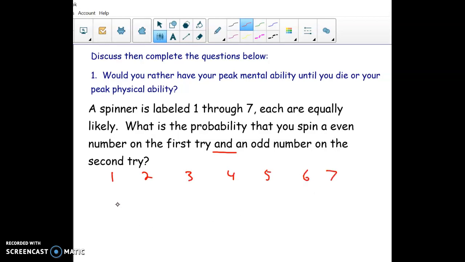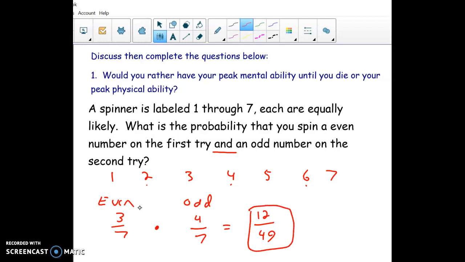Okay, so I want to spin, this is an and, so we're going to multiply them together. So an even on the first try, right? If I look at my evens, I got 1, 2, 3. So I have a 3/7 chance of getting an even on the first one, and then an odd would be all the other ones, which would be 4/7. And remember for and, right, I have to multiply these together, right? So to get both of these, my probability is going to be smaller than the original 2. In this case, 12 out of 49. All right, of getting both of those things happening would be 3/7 times 4/7.